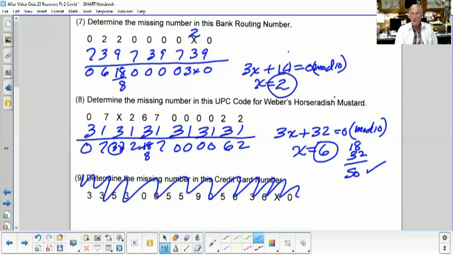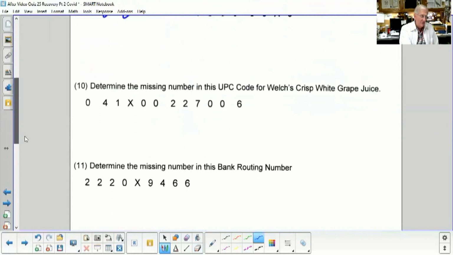So x has to be 6. Here x had to be 2. I will give you one of each of these on the quiz coming up. Hopefully you know how to do them just real well, and that'll give you some points.